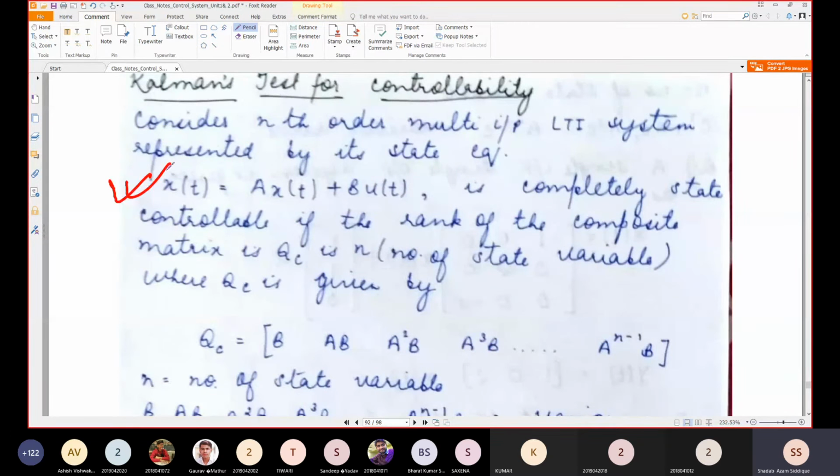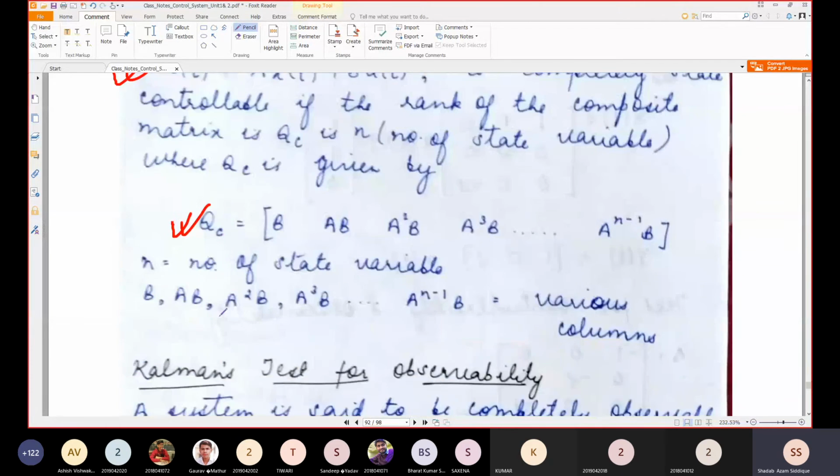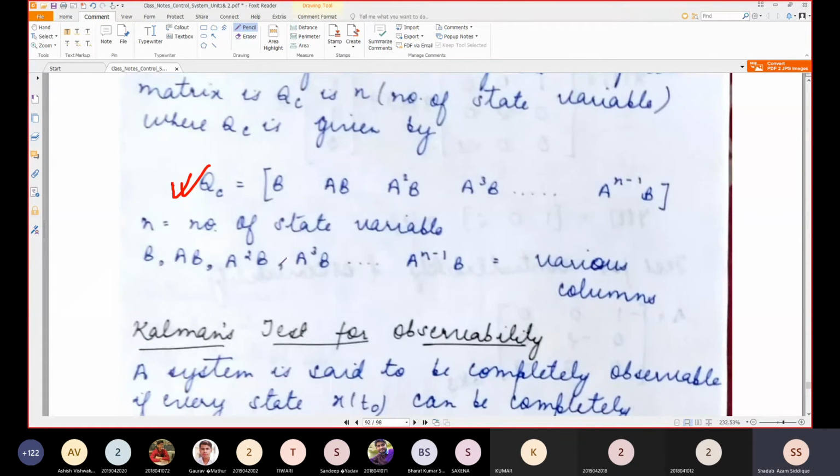So this is basically the state equation, and if this multi-input LTI system is controllable, then the rank of this QC should be equal to n, the number of state variables. If not, the system will be uncontrollable. Now we'll check whether our system is controllable or not. n is the number of state variables. Take the various columns B, AB, A square B separately and substitute them in this controllability matrix.